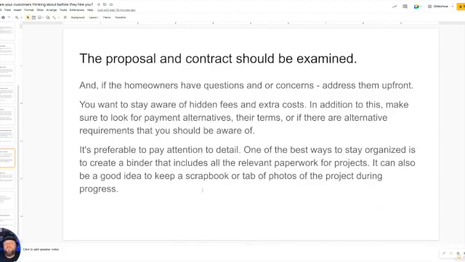The proposal and contract should be examined. Pay attention to the details. Make sure you're crossing the T's and dotting the I's. I don't want to spend too much time on this. You guys know this one. You can read the slide if you want.